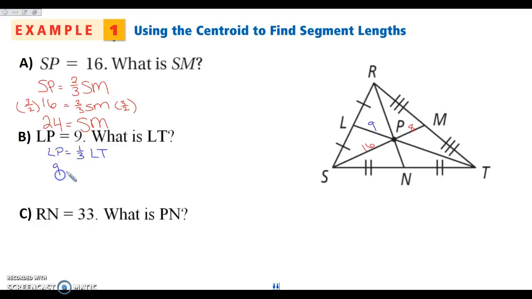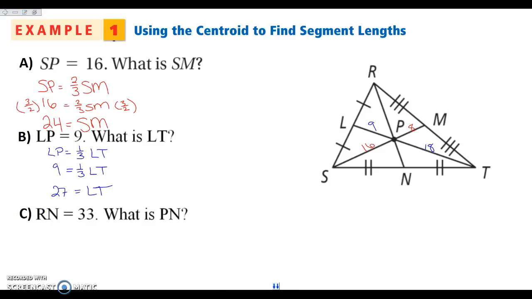Okay, so LP is 9, is 1/3 of LT. I can multiply both sides by 3. 27 is LT. Or I can look at it this way: I know that this is 1/3, so this is 2/3. If this is 1/3, it's half of this one. So I know that this is 9 times 2, which is 18. Add them together, I get 27.